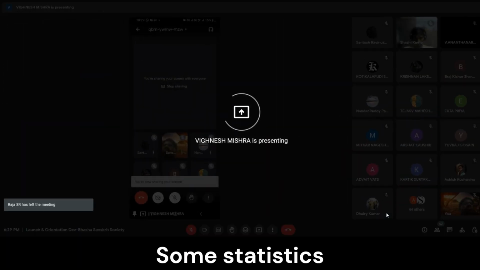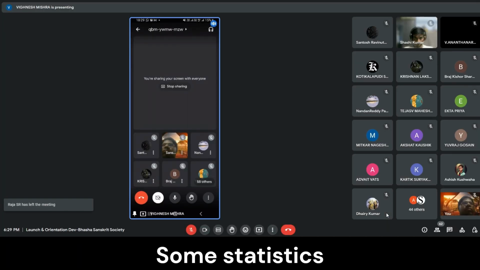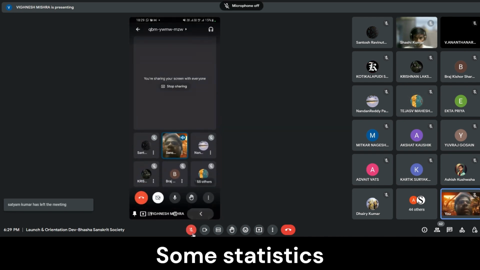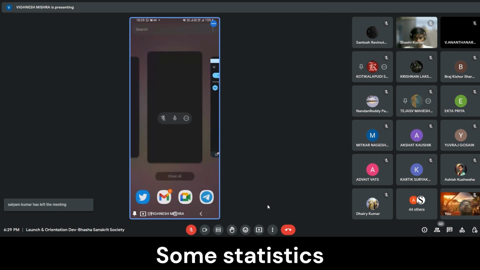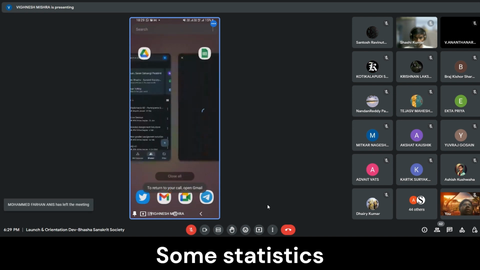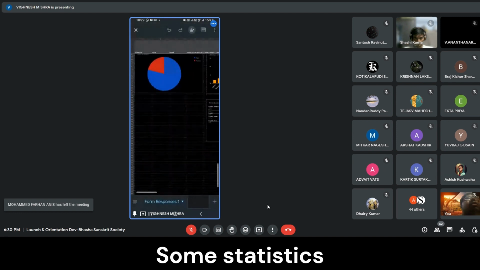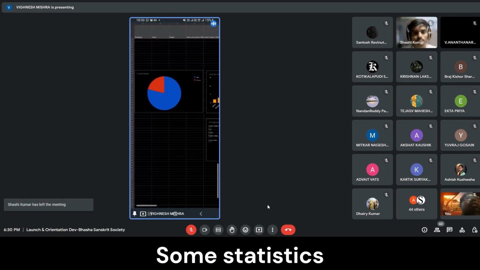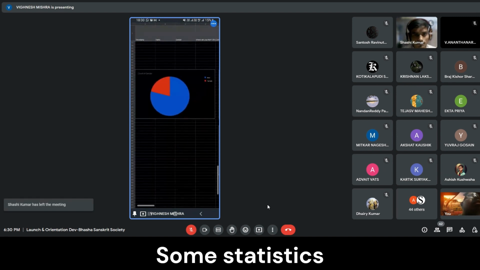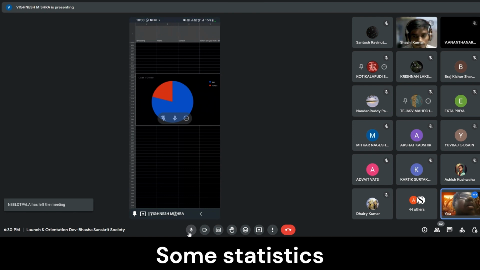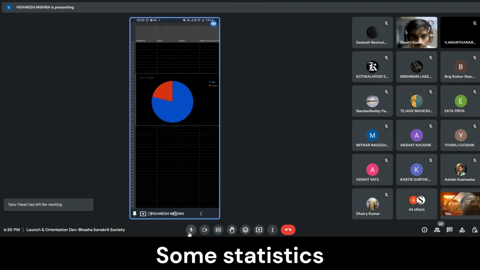Yes, guys, is my screen visible? Yeah, yes. Okay, then just a second. Yes, so you can see the chart right here, right? You can see this. Yes, yes.